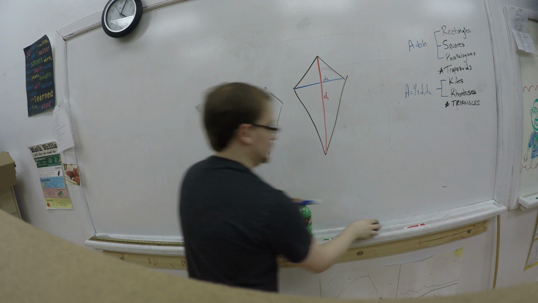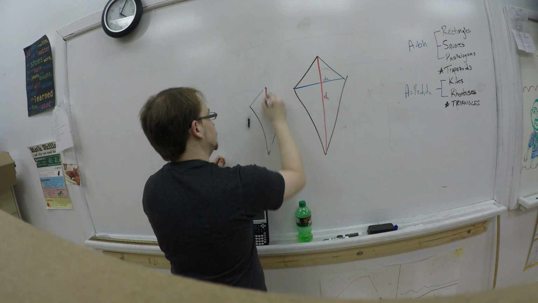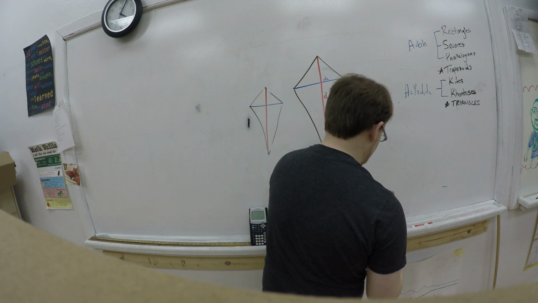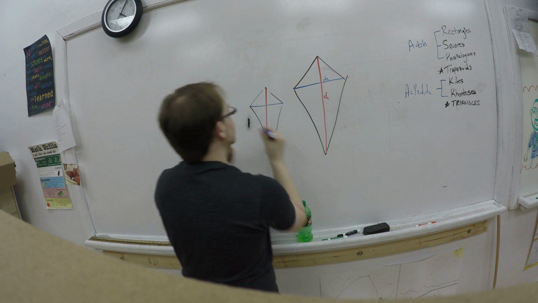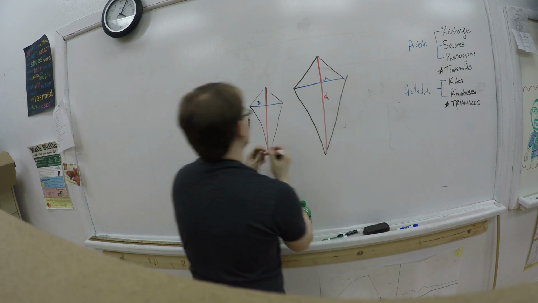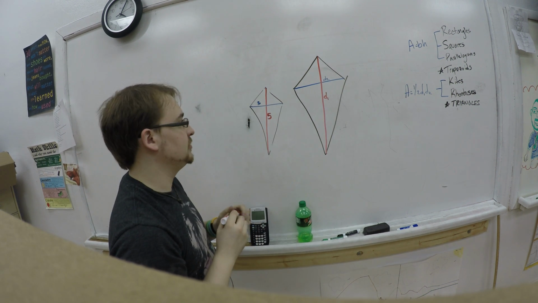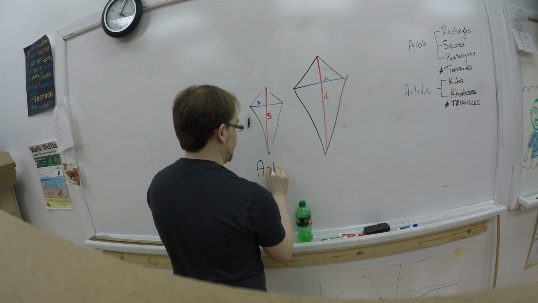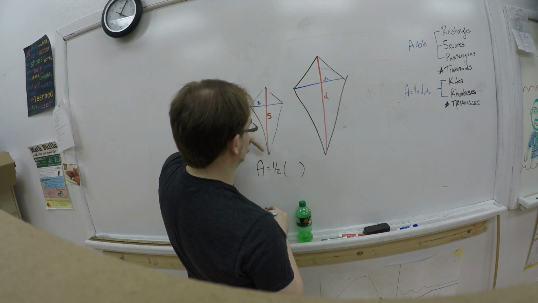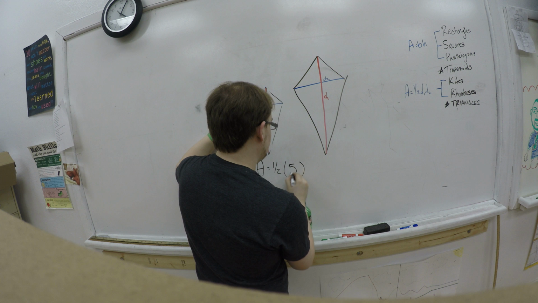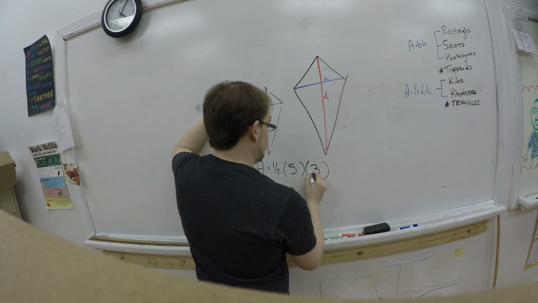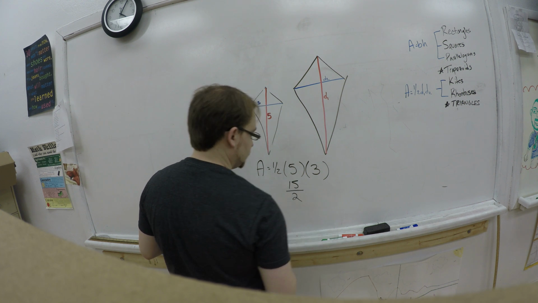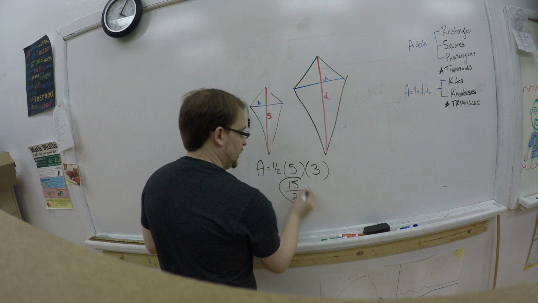So if I gave you this, keep my colors consistent. Somebody destroyed my blue marker. And I tell you this is 3, and that this one is 5. The red is 5, the blue is 3, all the way across. You would know that the formula is A equals half D1, which is this big guy, 5. Doesn't matter, you can mix them up. And the other one, which is 3. 15 divided by 2 is 7.5. Or you could just do lazy math, which is fractions. 15 halves. 7.5.